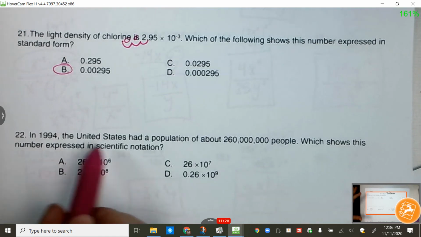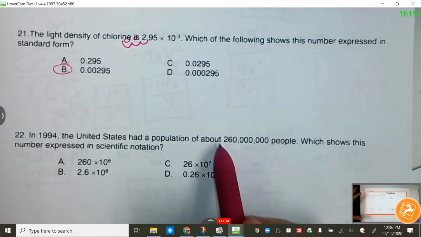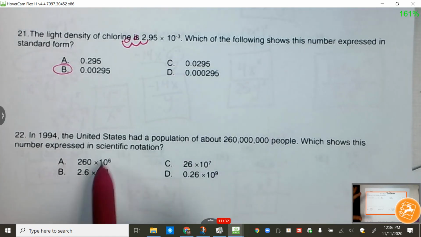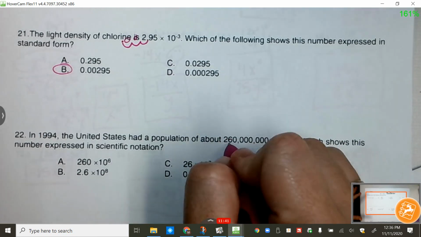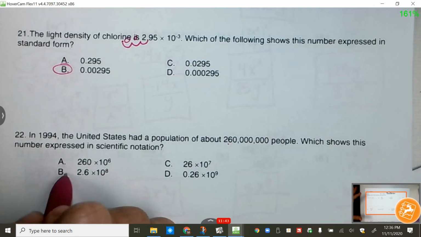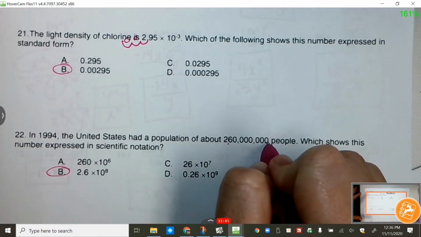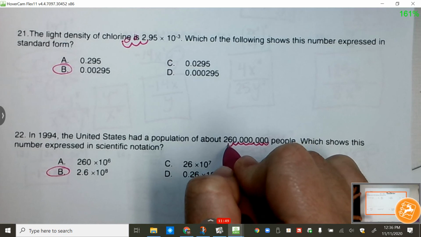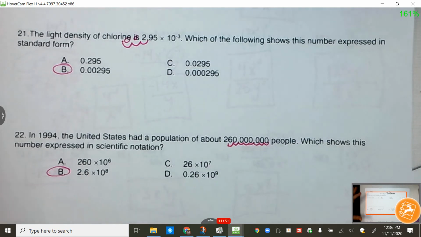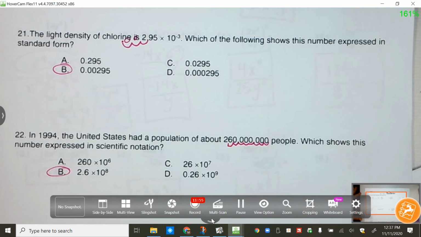In 1994, the United States had a population of, this is a big number, so it's going to be a positive exponent. All of them are positive. But remember, proper scientific notation is going to be 2.6. There's only one of them that has that, so I know B is my answer, but let's count and make sure. 1, 2, 3, 4, 5, 6, 7, 8. And that is correct. Okay, test is coming up. Make sure you study and ask questions as needed.